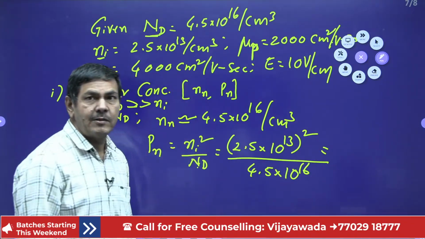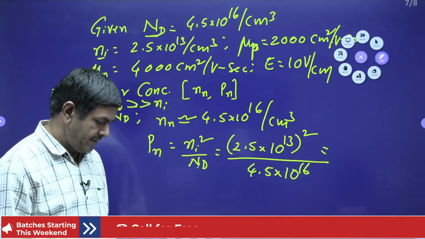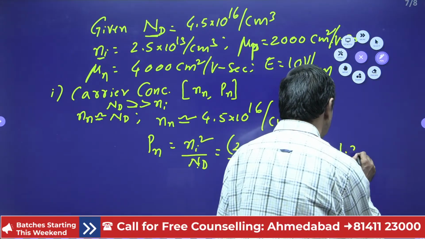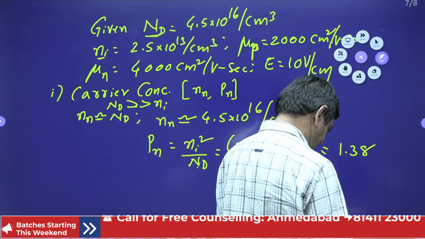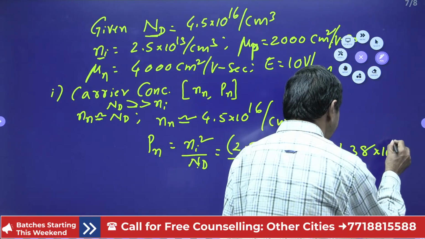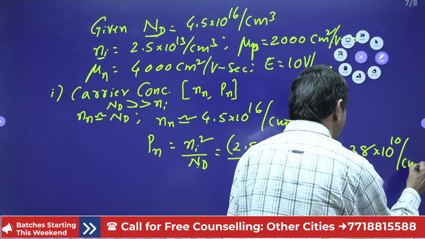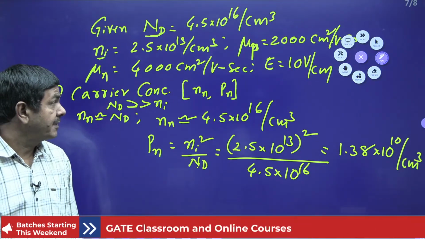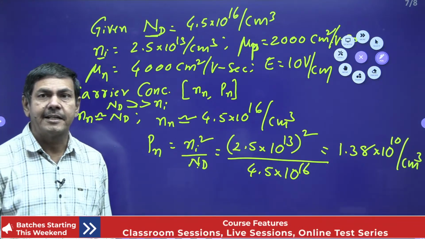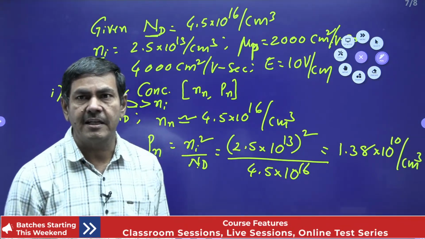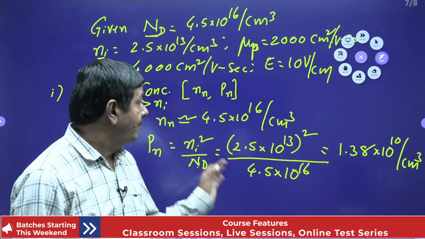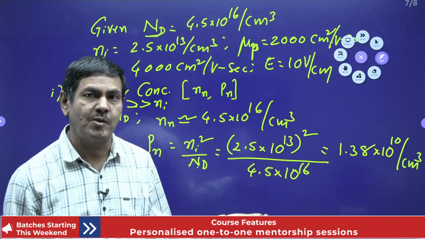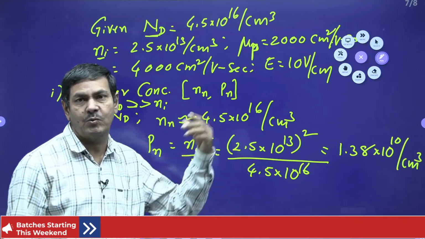Whenever you are using the calculator, its value will come as approximately 1.38. You check it. If there is any mistake, you cross-check this. 1.38 into 10 power 10 per cm cube is mostly possible. Like that, the concentration of electrons and the concentration of holes can be found, because in the problem it is not specified whether it requires the concentration of electrons or of holes. Directly it is given, find concentration only. That concentration may be electrons or maybe holes also. That's why we can take both. Both we have to calculate.